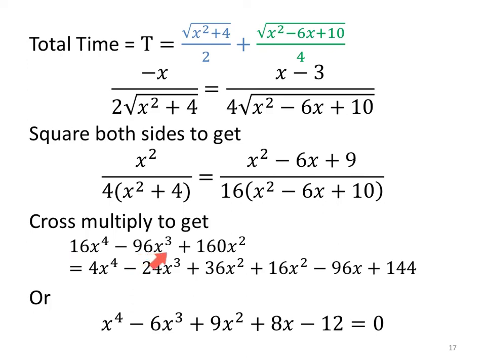16x to the 4th minus 96x cubed plus 160x squared, yes, these numbers are awesome, equals 4x to the 4th minus 24x cubed plus 36x squared plus 16x squared. That's right, I have a couple x squareds in a row, minus 96x plus 144. Now, it'd be really nice to know where that comes from. Yes, that works out for me. I'm okay with that. And when I combine like terms, I end up with x to the fourth minus 6x cubed plus 9x squared plus 8x minus 12 equals 0.